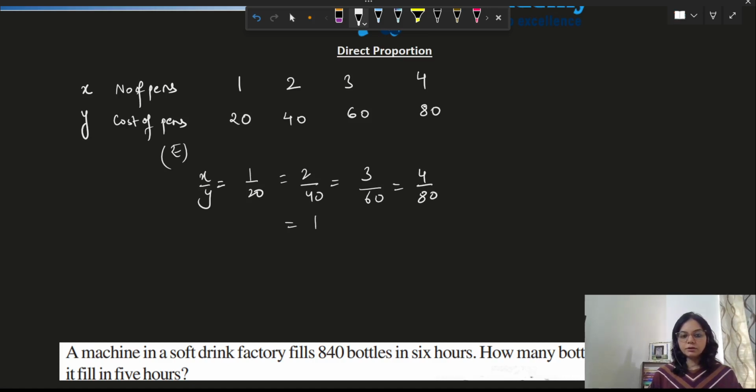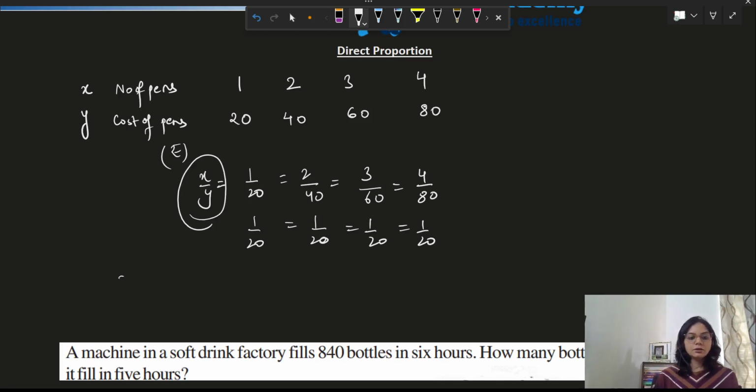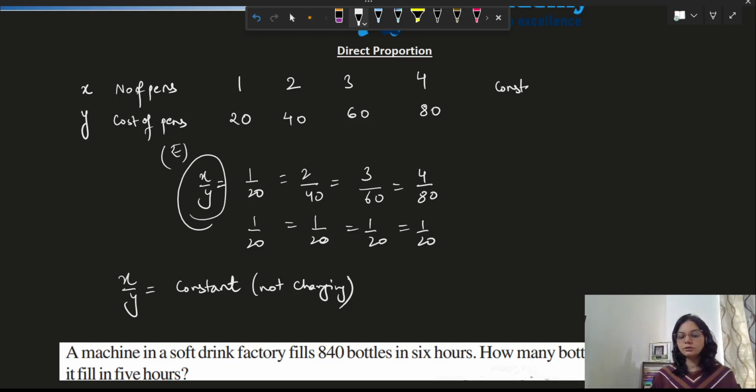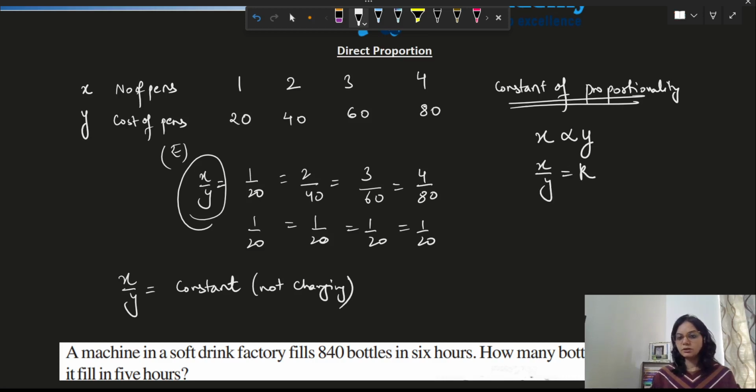If you check and convert them, all are 1 by 20, 1 by 20, 1 by 20 in their lowest form. So what I observe here is that x upon y, the ratio of these two quantities, remains the same. So here x by y is a constant. Constant means it's not changing. It remains the same. So this x by y is called the constant of proportionality. And we represent that x is directly proportional to y, and x by y is a constant k.